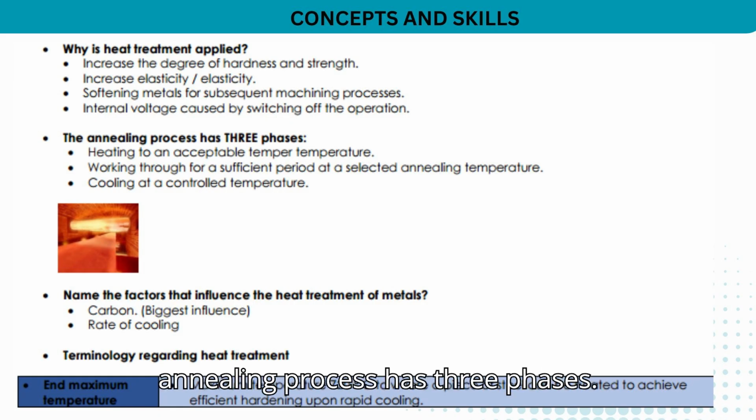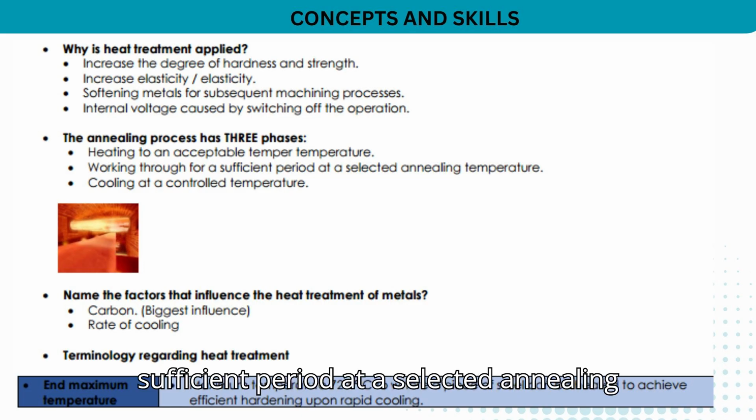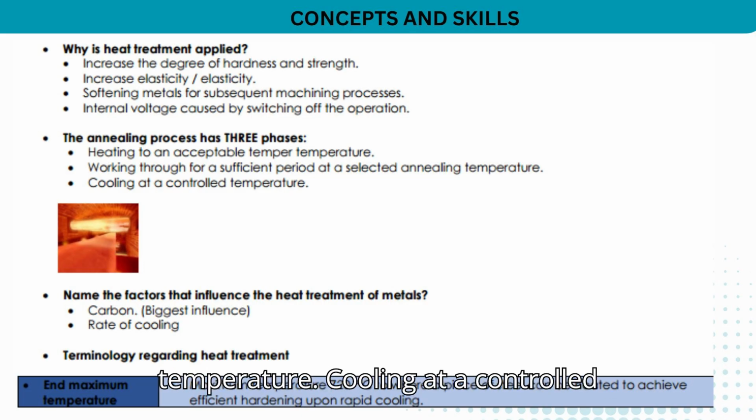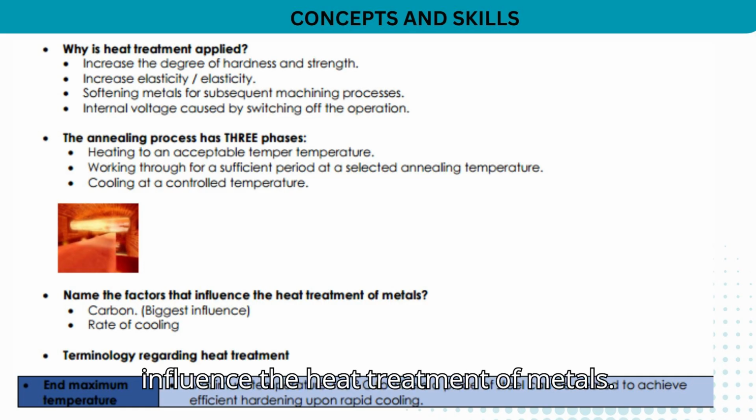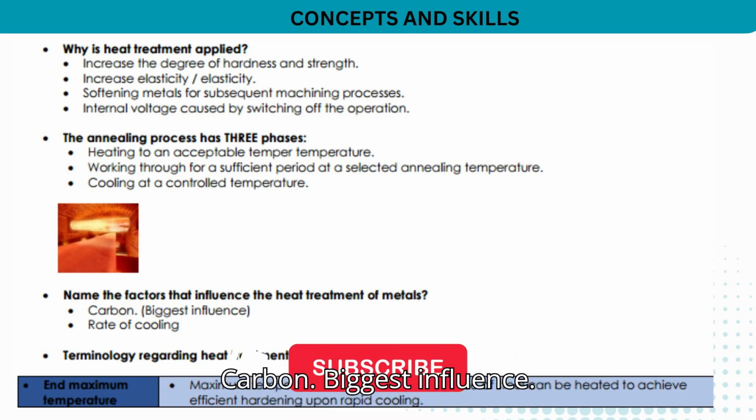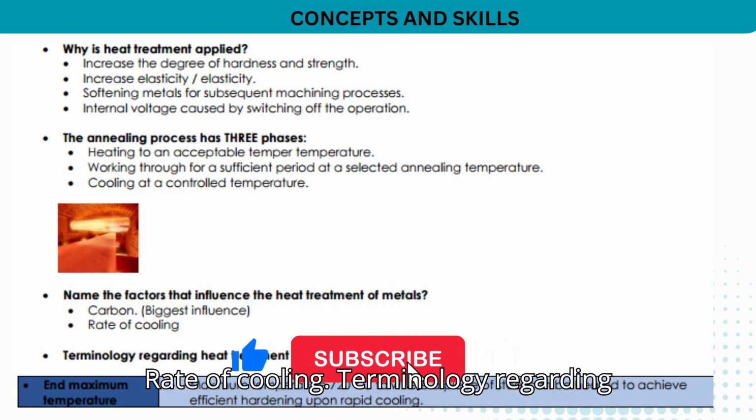The annealing process has three phases. Heating to an acceptable temperature. Soaking for a sufficient period at the selected annealing temperature. Cooling at a controlled rate. Name the factors that influence the heat treatment of metals. Carbon has the biggest influence. Rate of cooling.